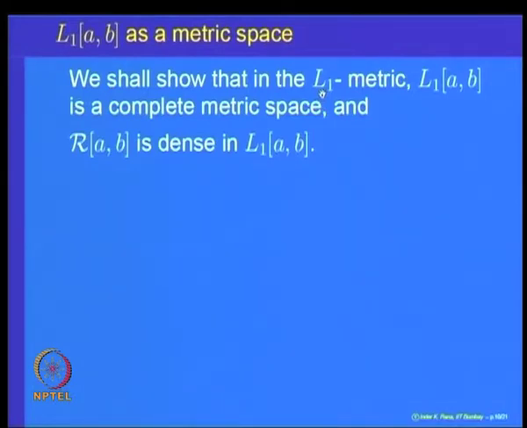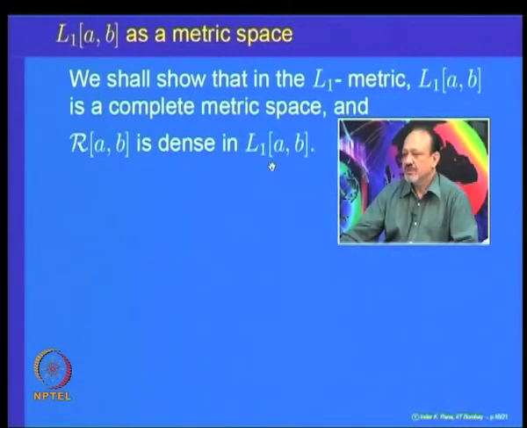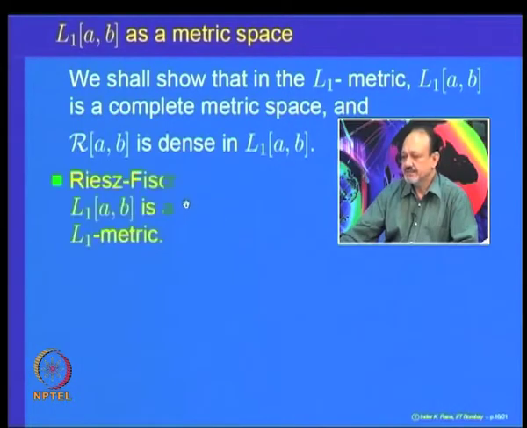So, that will show that L1[a,b] is a realization of the completion of the space R[a,b]. Like rationals are dense in the real line, and the field of real numbers is complete. That is why we say that the real numbers are the completion of the field of rational numbers. In a similar way, we want to prove that L1[a,b] is the completion of the space R[a,b]. That means we want to prove that L1[a,b] in the L1 metric is complete and R[a,b] is dense in it.